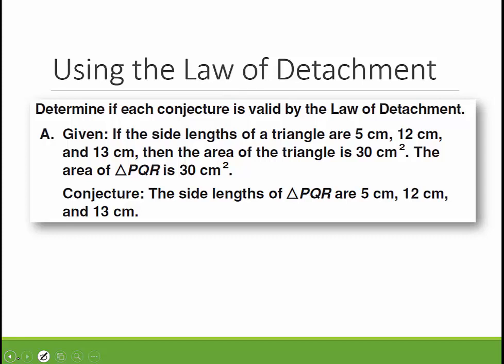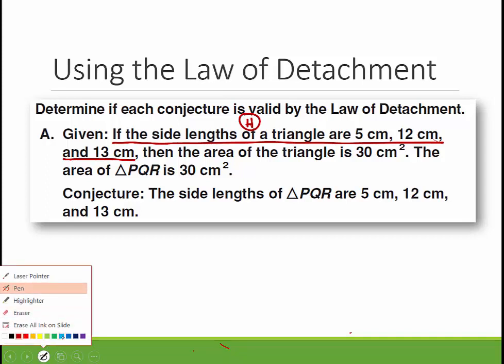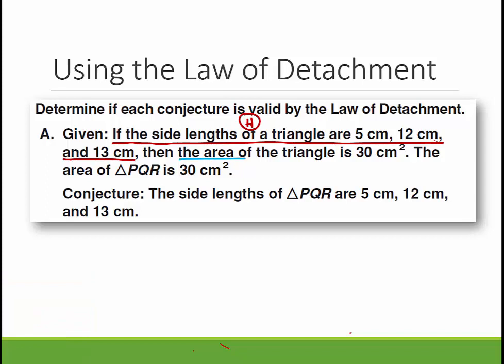So determine if each conjecture is valid by the law of detachment. So given, if the side lengths of a triangle are 5 centimeters, 12 centimeters, and 13 centimeters, then the area of the triangle is 30 centimeters squared. So that right there was our conditional statement. This first part here is our hypothesis, or the P part. Then the area of the triangle is 30 centimeters squared. This is our conclusion.